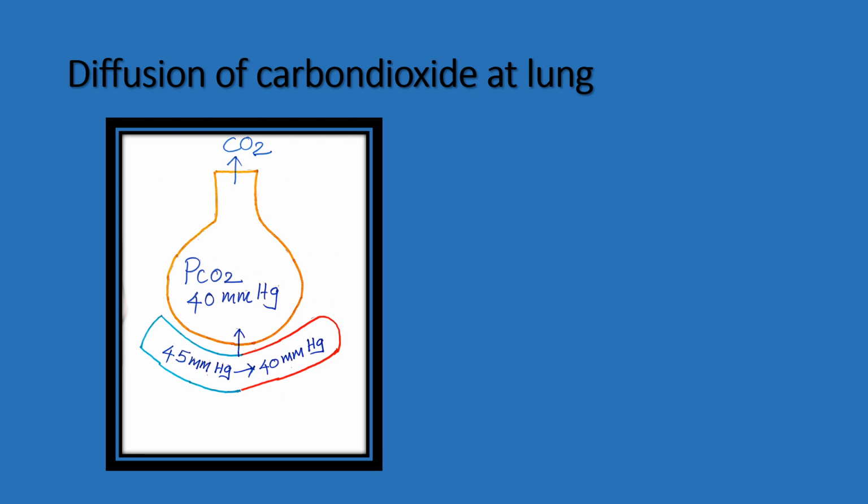The alveolar PCO2 is 40 mm mercury. At the pulmonary capillary level, it is 45 mm mercury. So the pressure gradient is more in the capillary, and the diffusion capacity is also more for carbon dioxide. It easily diffuses through the respiratory membrane and reaches the alveoli and then the environment. So the pressure gradient is 5 mm mercury from the pulmonary capillary to the alveoli.